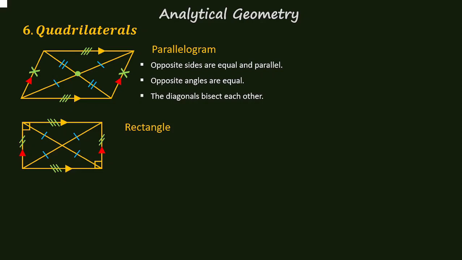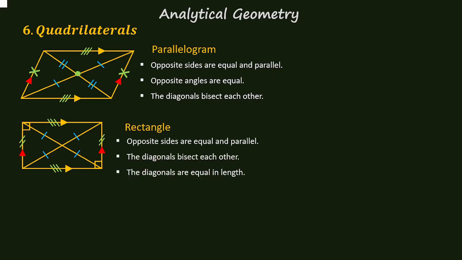Now, a rectangle, like the parallelogram, the opposite sides are equal in size and they are also parallel to each other. So this side is equal to that side, this side is equal to that side, this side is parallel to this side, this side is parallel to that side. So the opposite sides are equal and parallel. They are equal in length and they are parallel also.